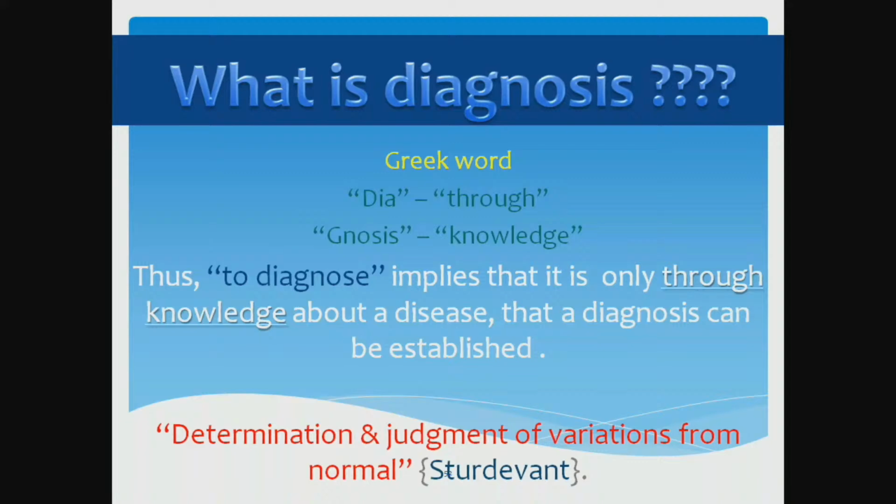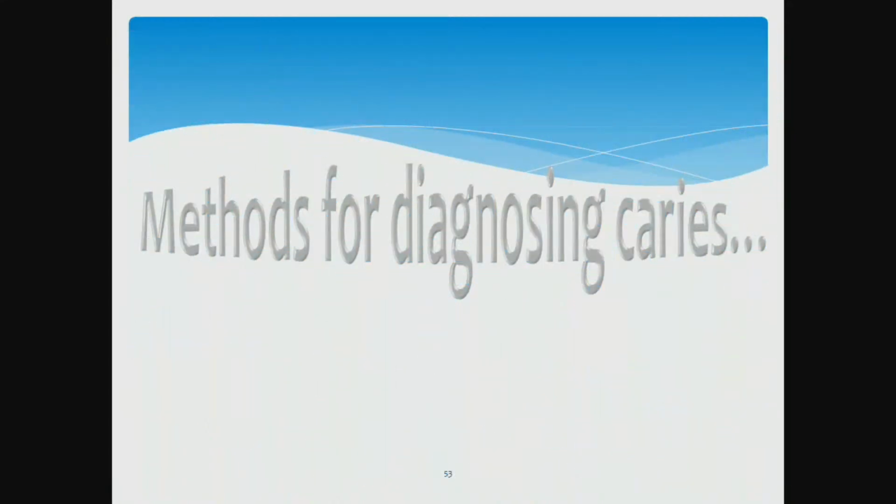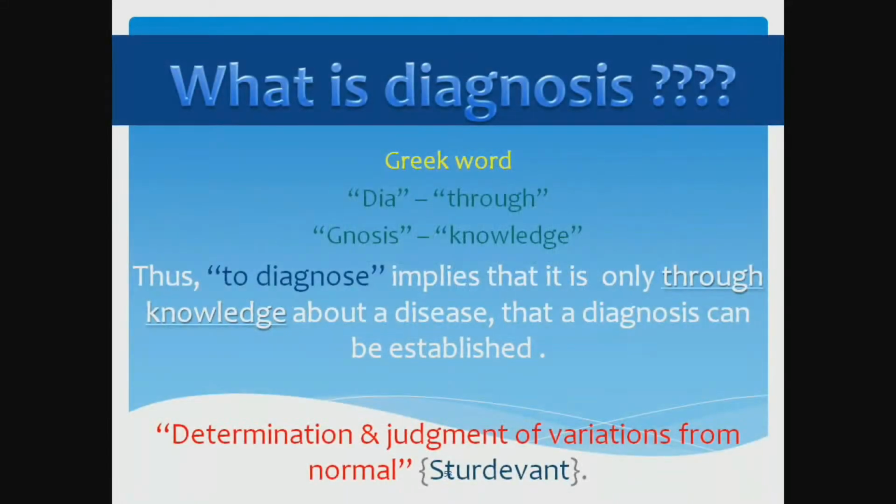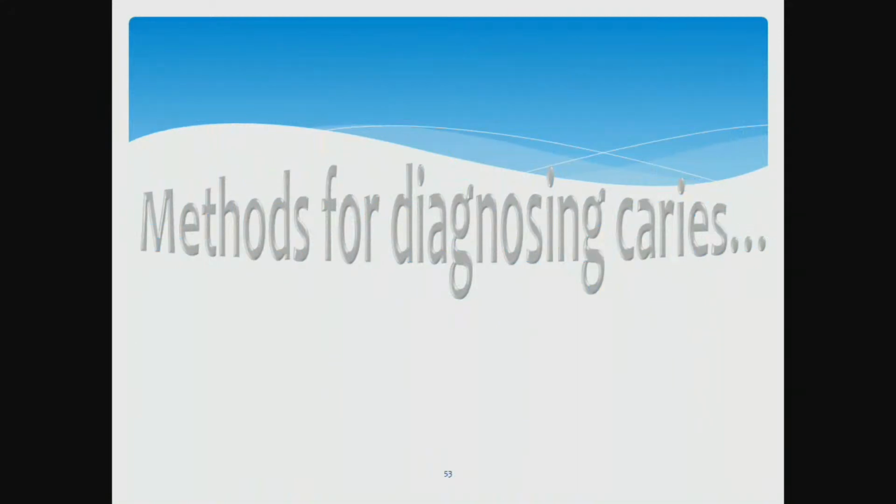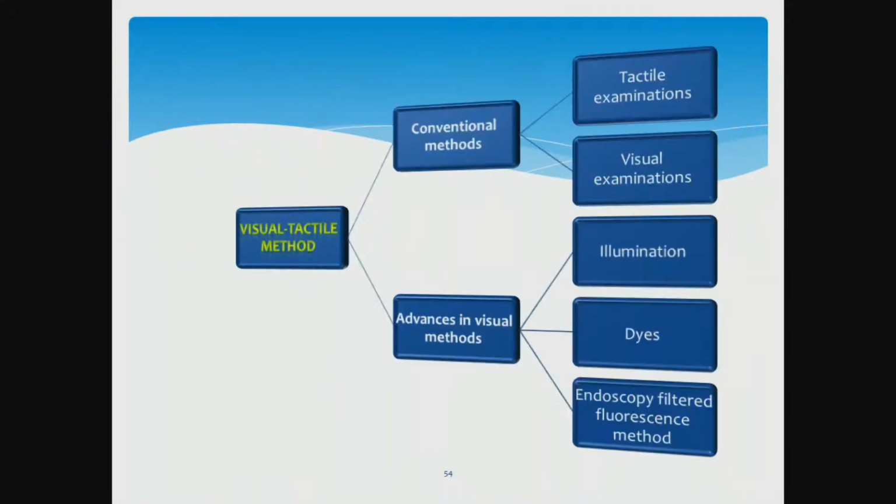So what is a diagnosis? How do you come to the diagnosis? As you must know, the word diagnosis is divided into dia, meaning through, and gnosis, meaning knowledge. That's how you get this word diagnosis. Once you're through the knowledge, you know what it is. So what are the methods? You can have a lot of methods.